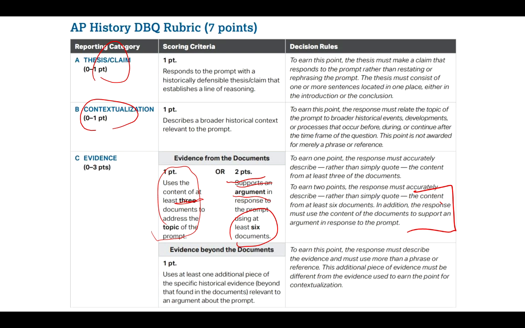Okay. You also get another point for evidence beyond the documents. So you got to think of something that is not in the documents. And hopefully you'll get lucky and you could do that. But you need to support your argument with something that was not in the documents that were given to you. Now, we're not done yet.